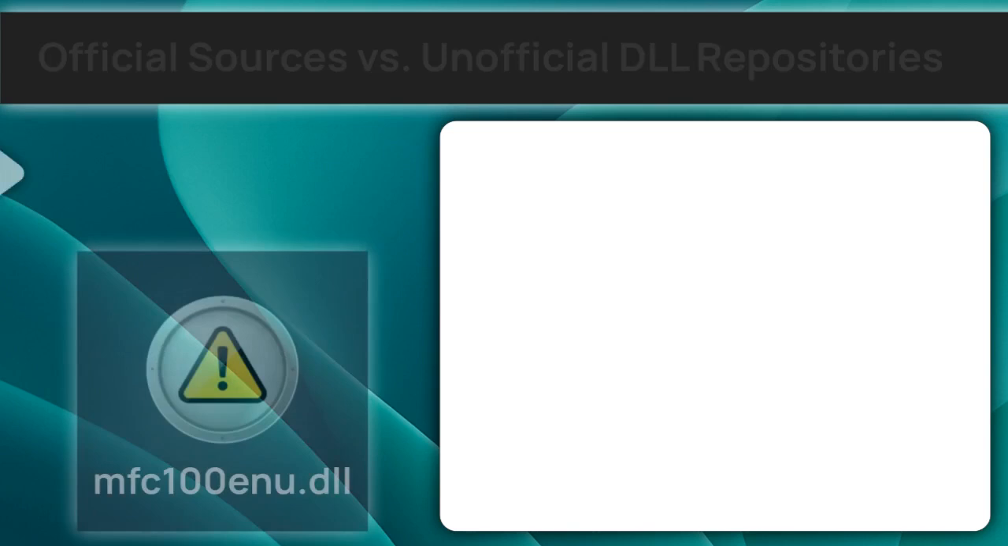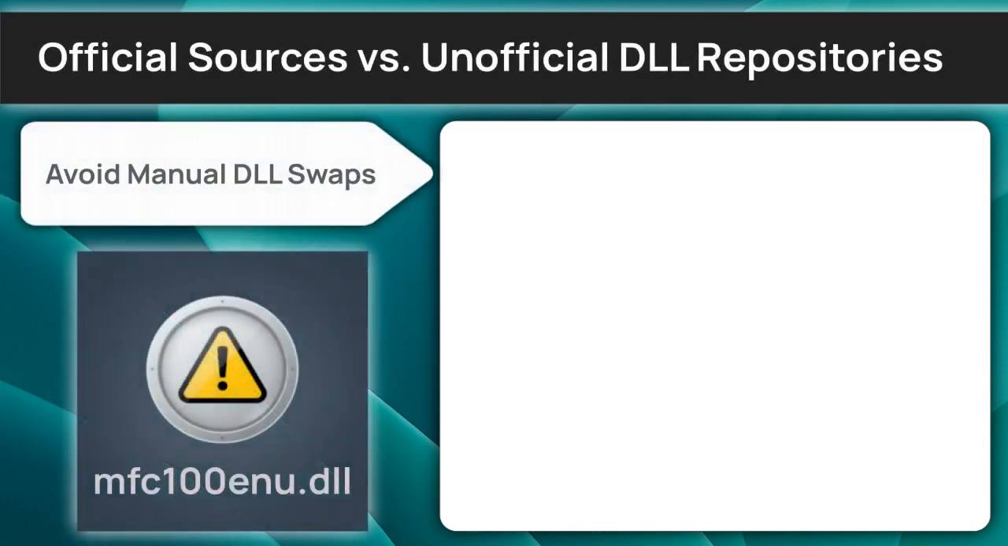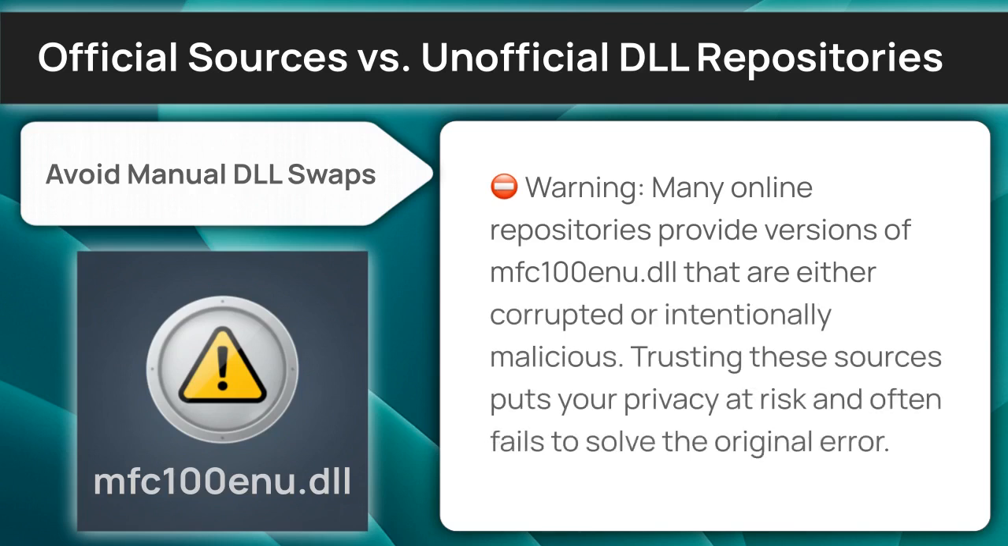From a systems engineering perspective, there is one major security pitfall I need to help you avoid. Ensure your PC remains under warranty and functional by avoiding the manual manipulation of high-level library files like Microsoft Foundation Class 100 English Library DLL.